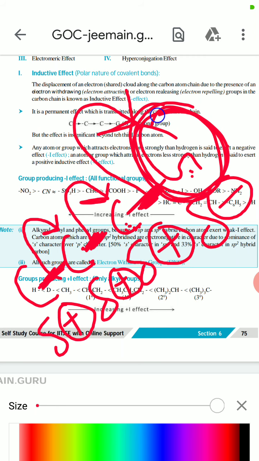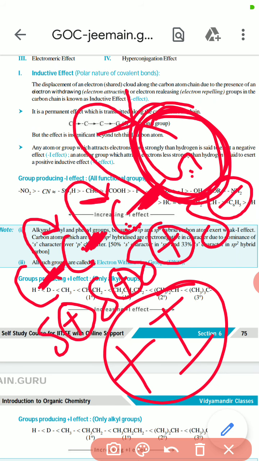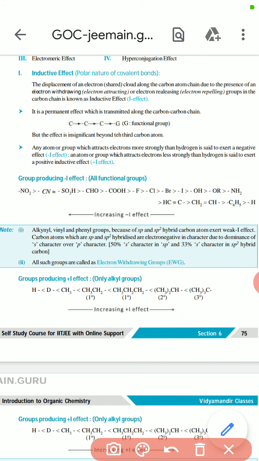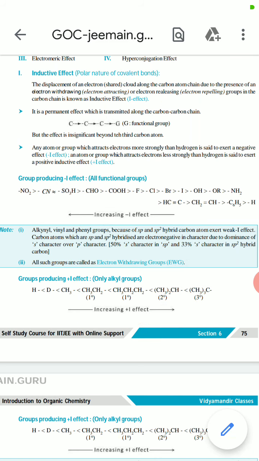That is called the inductive effect of this group, and this type of inductive effect is known as minus I effect. So minus I effect means electron withdrawing effect. Clear? Let's see another case.